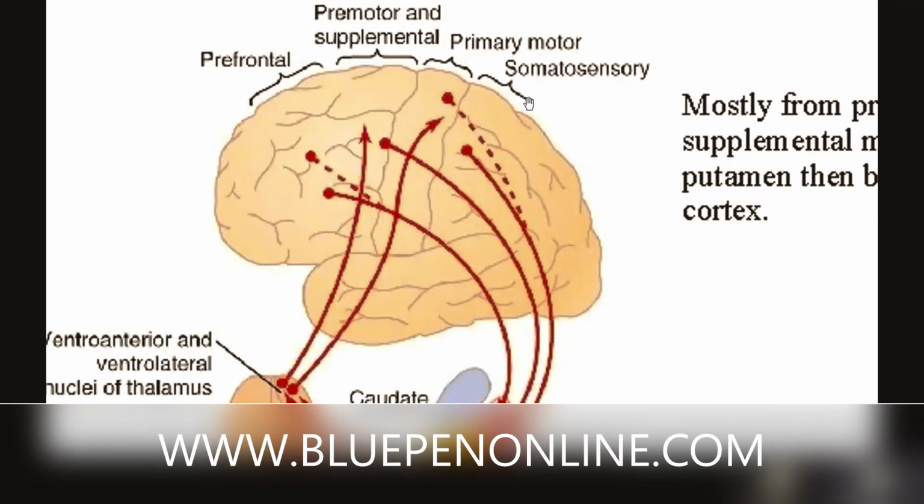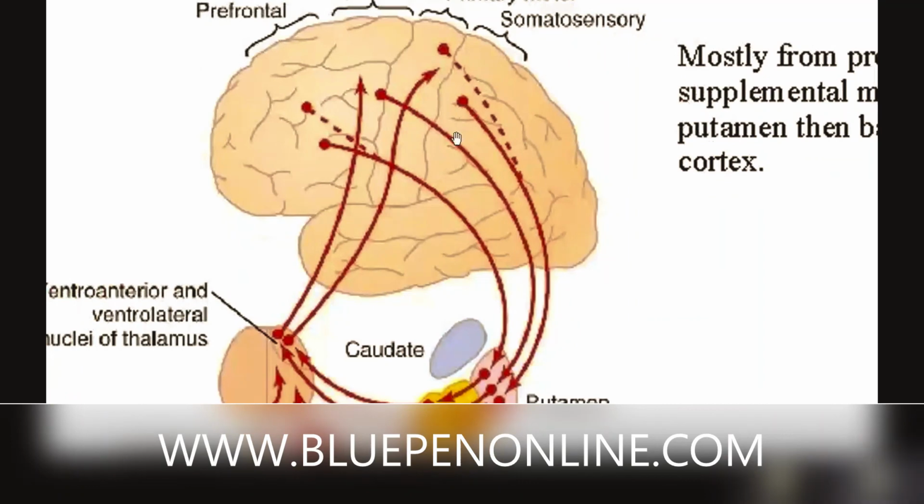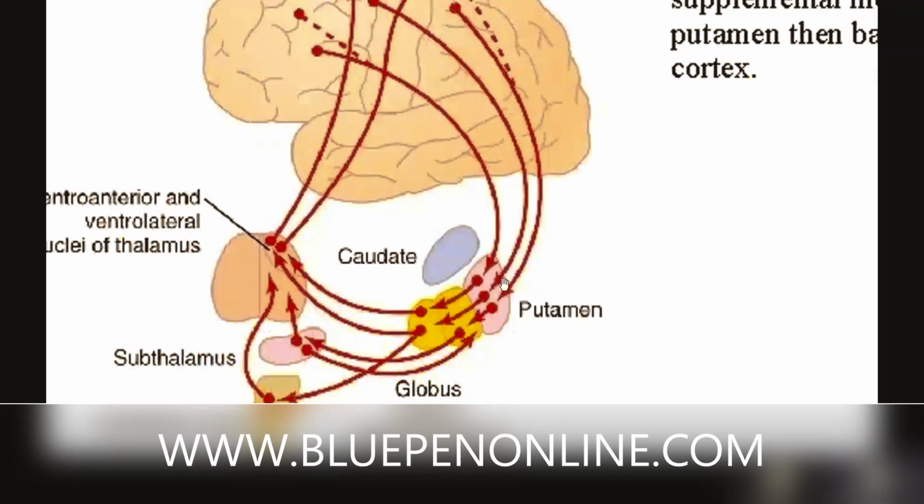Supplementary is also known as the motor association area. Many terms are there for all these parts. So the information comes from the premotor area, the supplementary or association motor area, and from the somatosensory cortex or the sensory area. From these three areas, the information will come to the putamen. It will not go to the caudate nucleus, but it will come to the putamen. That's why this circuit is called the putamen circuit.